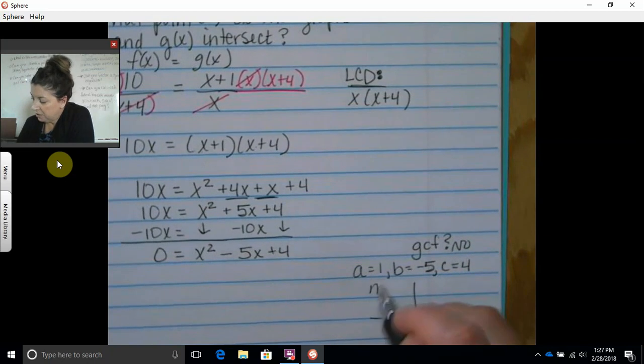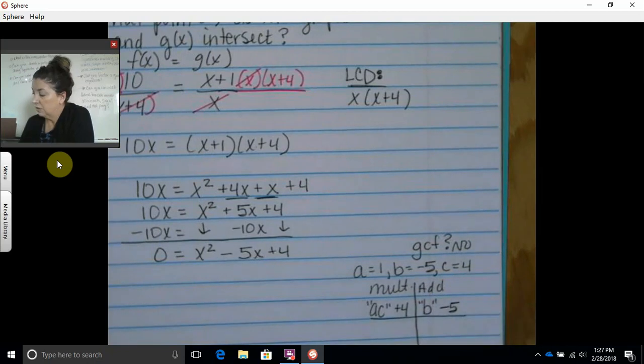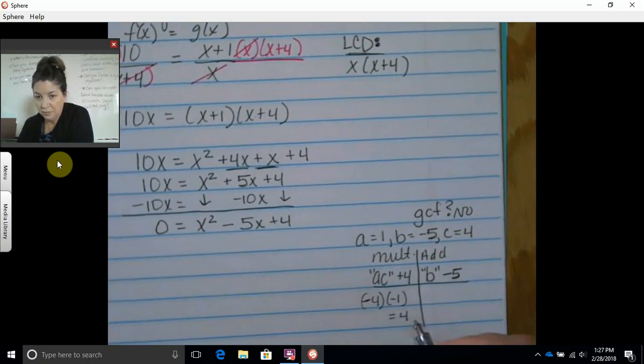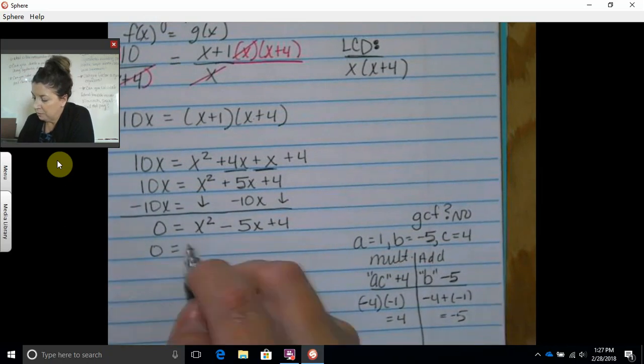I'm going to need two numbers that multiply together to get A times C, which is positive 4, and add together to get B, which is negative 5. Alright, let's see. Negative 4 times negative 1 is positive 4, and negative 4 plus negative 1 is negative 5. So that gives me x minus 4 and x minus 1.